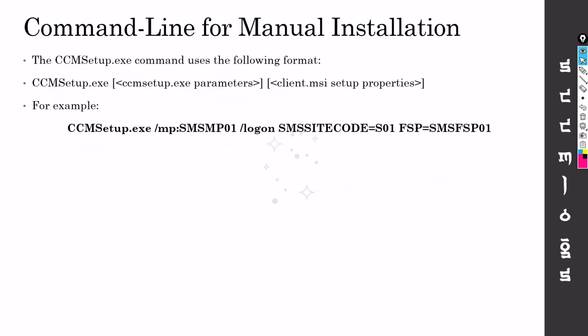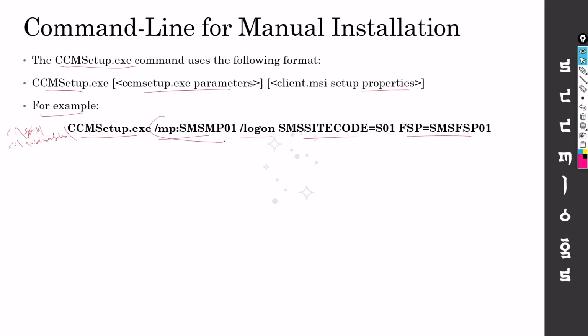Next, the command line for the manual installation. We already discussed, we're using the SCCM setup.exe command, and we are going with the parameters and properties. Here we have an example command line for the manual installation. You can use C:\Windows\System32 something, otherwise we can use the location of the source files. So you have the ccmsetup.exe, then /mp /logon SMSSITECODE FSP.